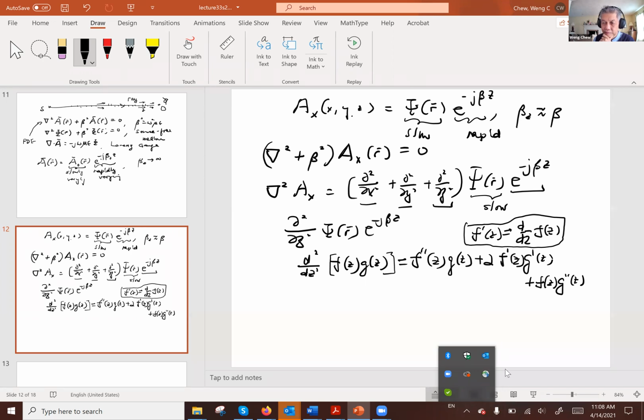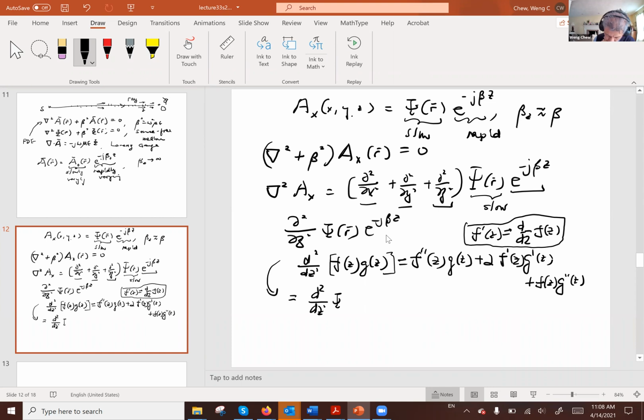Okay. So if you apply this notation, then this means second derivative, this means first derivative, and so on. So I'm going to apply this to here, and then I will get three terms. The three terms will be psi of r, times this other term. Let me put the other term outside, okay?